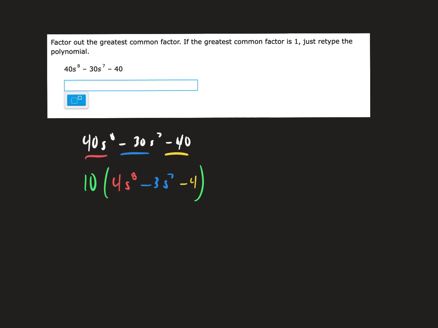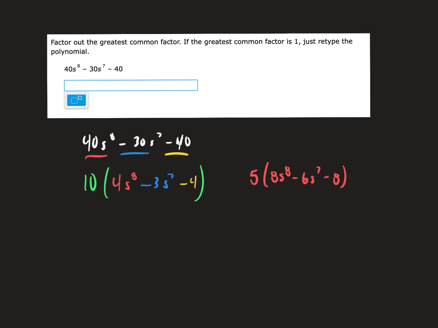So, kind of common mistakes. If I would have taken 5 out of all those, I would have had 5 times 8 s to the 8th minus 6 s to the 7th minus 8. This is also a factorization of this. 5 times all these things would get me back here, but it's not the complete factorization. It's not the greatest common factor. So there's something bigger than this. So this would be incorrect if you type this in.